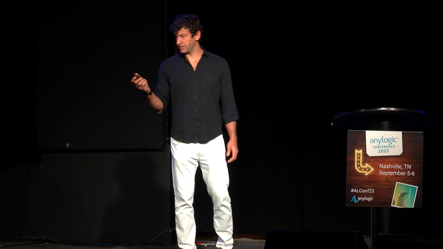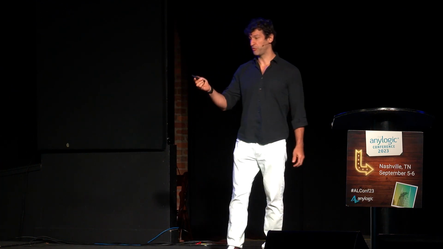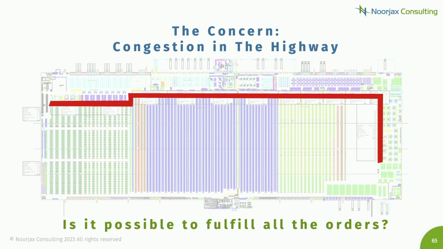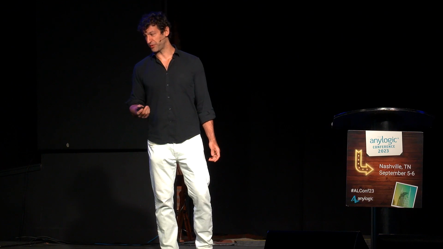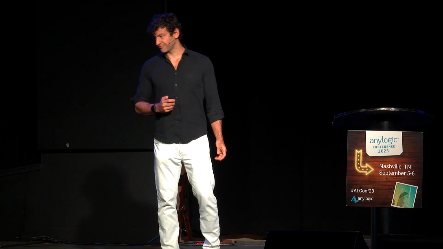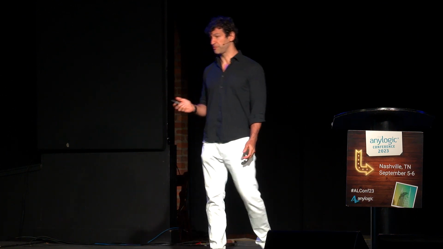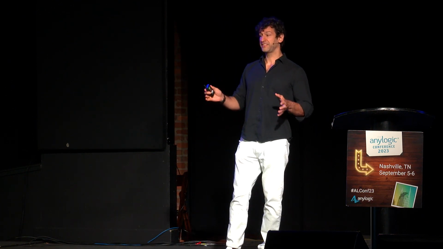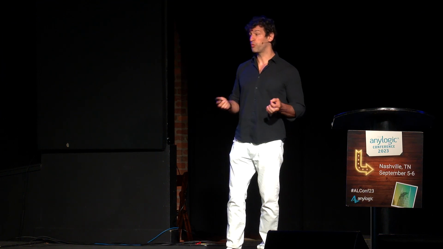So why is this so problematic? Because you only have one highway in which everything is being moved, almost everything. This highway is the one you see here in red, and this is where the congestion occurs. So the question that we want to answer is, is it possible to fulfill all the orders? Simple question.